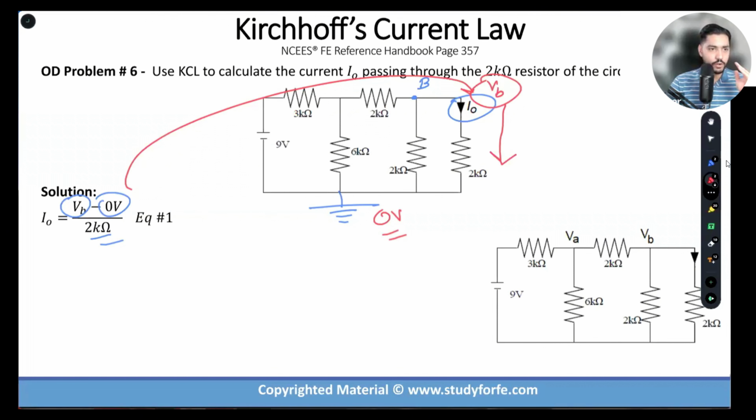And this is that basic concept of delta V, that the current flows from a higher potential to a lower potential. In this case, the question has fixed the direction of current, and the question is saying that I naught is flowing downwards, right? If I naught is flowing downwards, then VB better be a higher potential, minus 0 volts divided by 2K. Everyone is fine with this equation? Any issues? Let me know. Cool. All right. Okay.